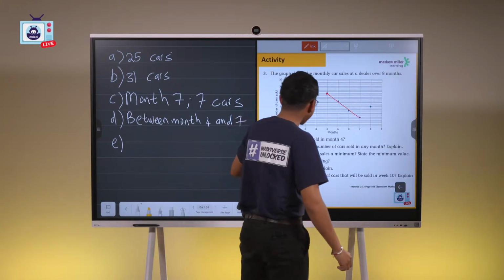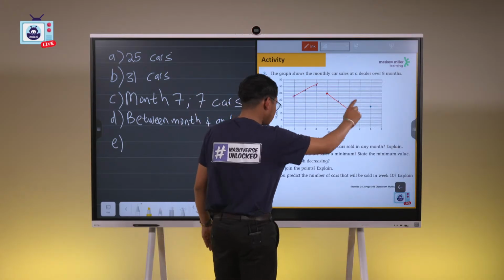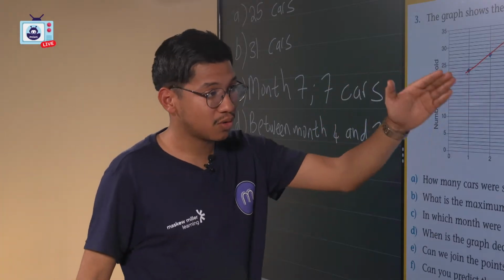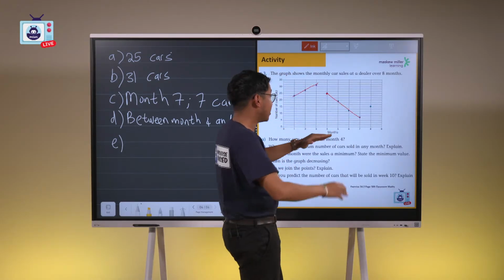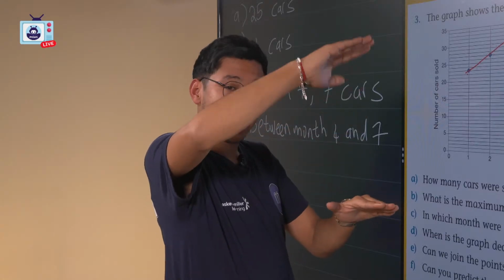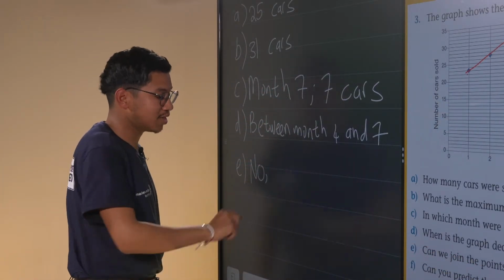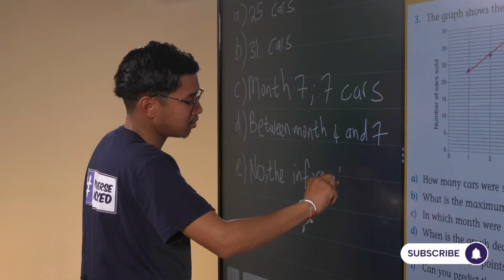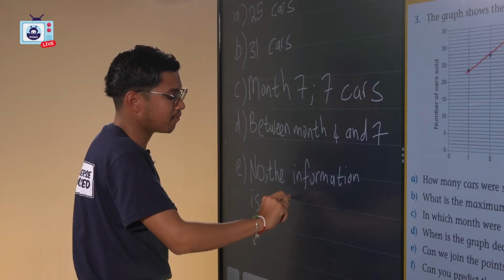And then it's asking, can we join the points? Is it possible for us to join these points? So we can't join these points because this is an unpredictable graph. We don't know what's going to happen after the 9th month, right? And this obviously here is discrete, right? So continuous is when it will be joined by a line or a curve, right? But these points, no, we cannot, because the information is unpredictable, right? We don't know what's going to come after the 9th month.